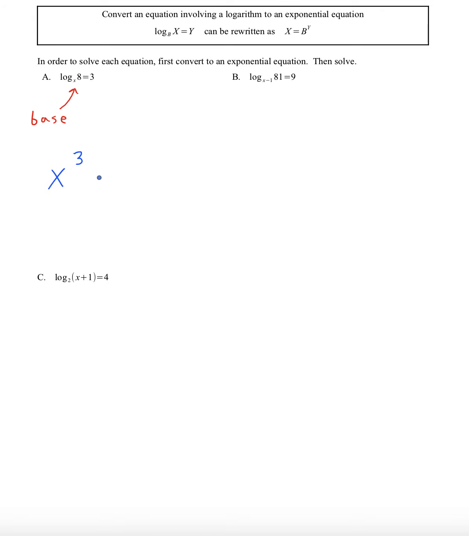So x to the 3 equals whatever the log is being taken of, that's what goes here. So to put it in general terms, what I did is this. I let the base of the log become the base of its own side. I let the y become the exponent of that base. And then the thing that we were taking a log of goes on its own side. That's how we write the exponential equation.